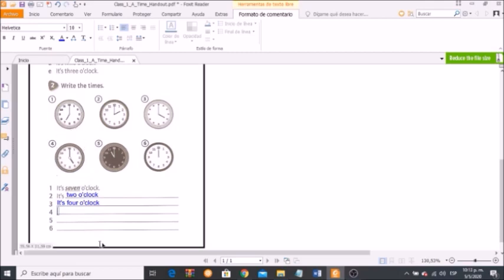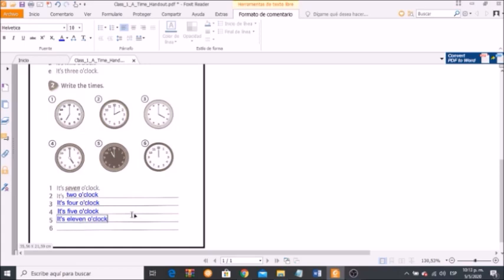Number 4. Clock number 4. What time is it? Again, we know that the sentence starts with it's. And then, what is the hour hand pointing at? Very good. At number 5. So we say it's 5 o'clock. Very good. Picture number 5. What time is it in this clock? In picture number 5. It's... Very good. It's 11 o'clock.